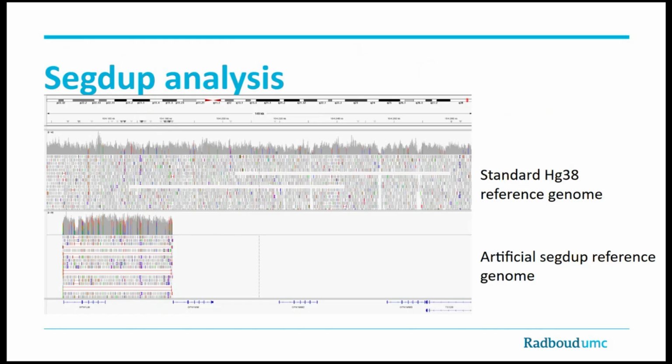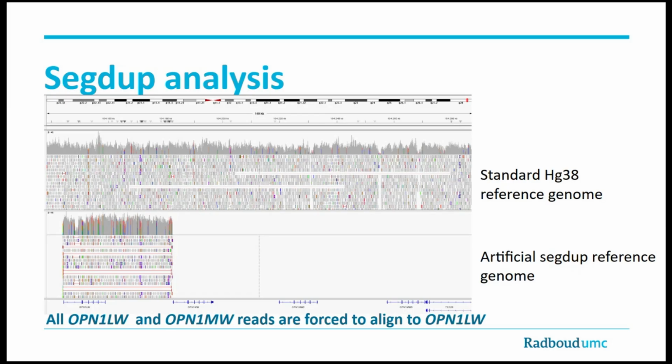So how does this SecDub tool actually work? This tool uses an artificial reference genome, which is based on the standard HG38 reference genome. However, nearly the entire genome is removed and only one segment from a segmental duplicated region is retained. For example, in the opsin gene cluster, all OPN1 genes were removed, but only the OPN1-LW gene is left over. In this way, all reads from the opsin gene cluster are forced to align to the OPN1-LW gene.